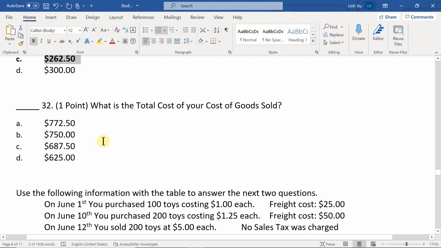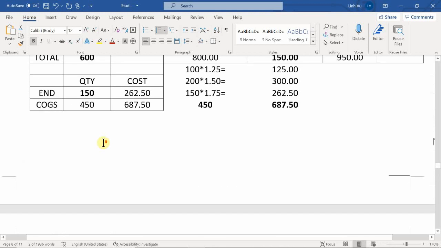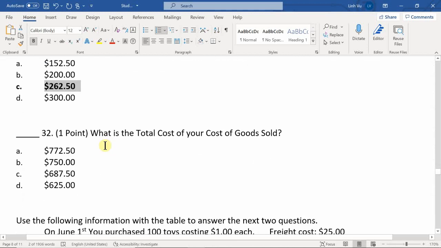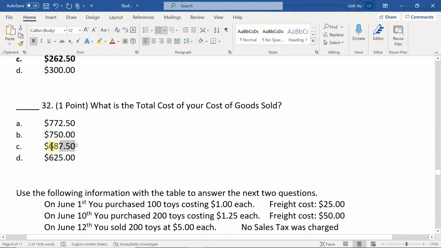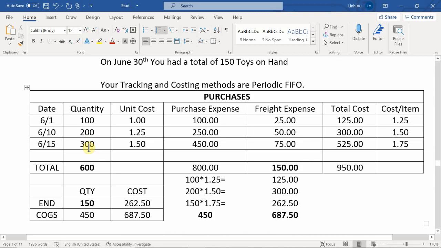Number 32 asks, what is the total cost of your cost of goods sold? 687.50. So that is letter C. Okay. And this is a perfect example of what I'm going to ask you on the exam, okay?